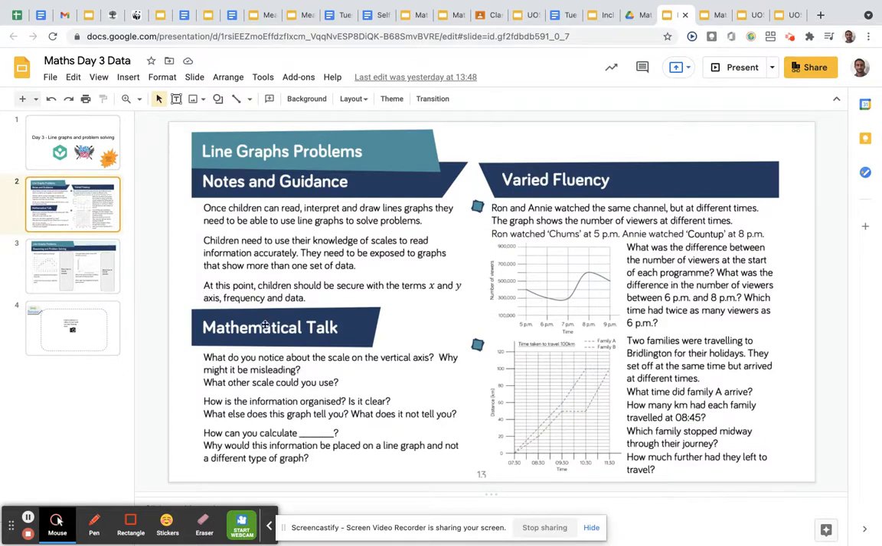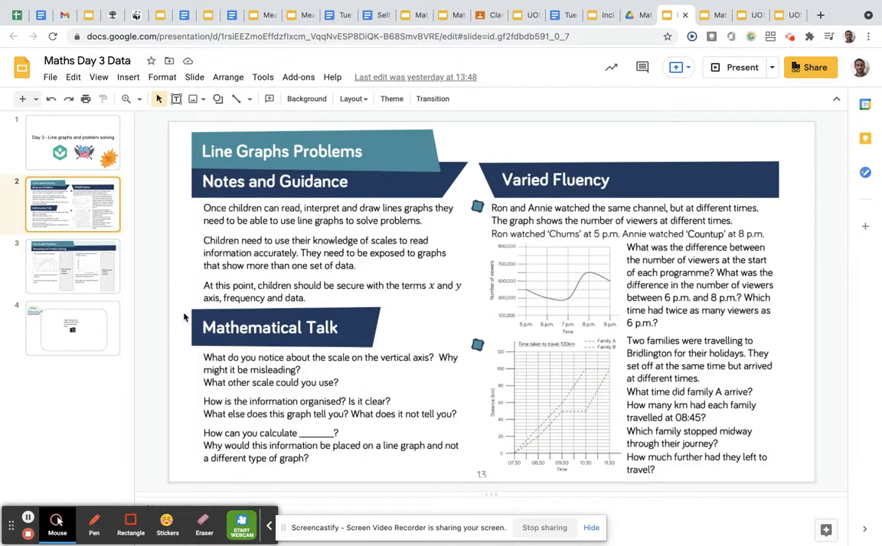So it says, for example, at this point, children should be secure with the terms X and Y axis, frequency and data. So if you're not sure on those things, you can check in with your teacher, but also you can use an online dictionary. There are online maths dictionaries that you can use. You can just simply Google them, to be honest. Frequency in maths, data in maths, X and Y axis. And it'll give you nice, neat little definitions, okay?